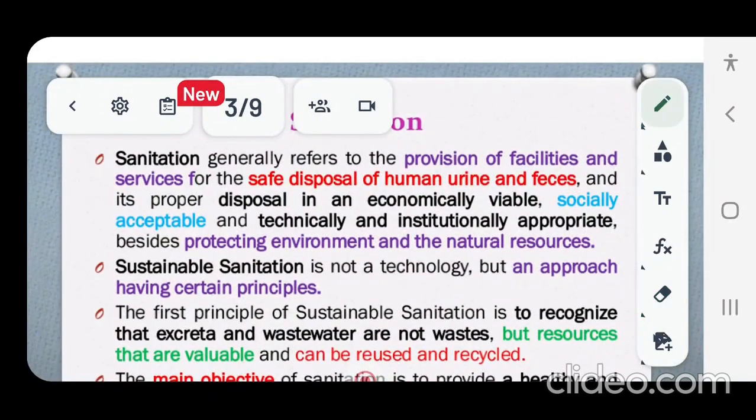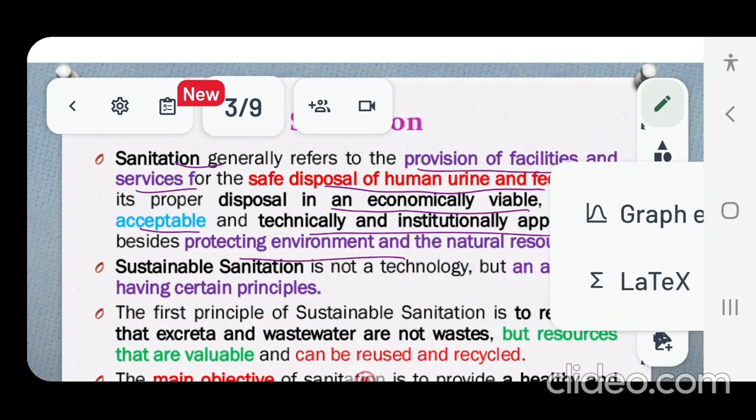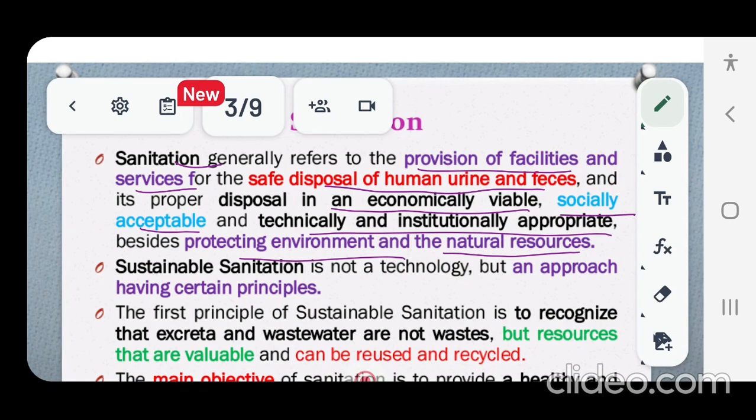Now, what is sanitation? Sanitation is nothing but the provision of facilities and services for the safe disposal of human urine and feces, and this disposal should be done in an economically viable, socially acceptable, technically and institutionally appropriate manner. And besides, protecting the environment and the natural resources should also be important.